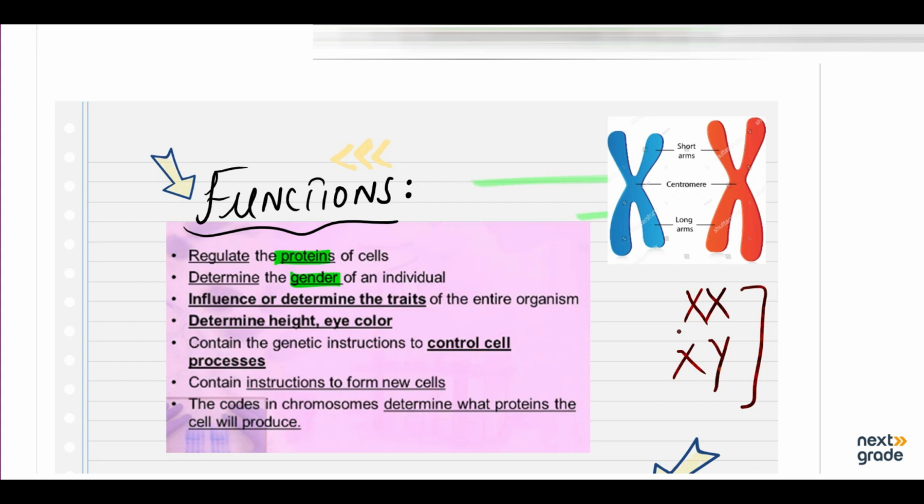Apart from that, they hold some genetic instructions in order to control these processes. They also contain the instruction to form the new cells. The codes in chromosomes determine what proteins the cell will produce, right? So these are some of the functions that are being performed by chromosomes.